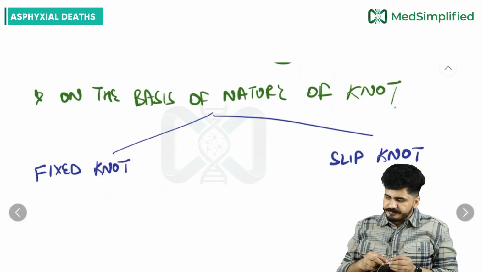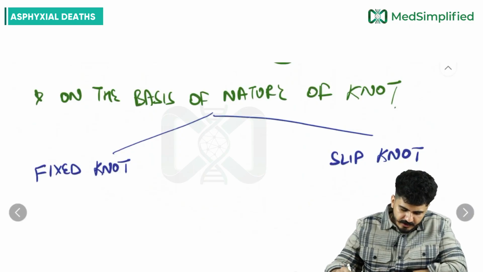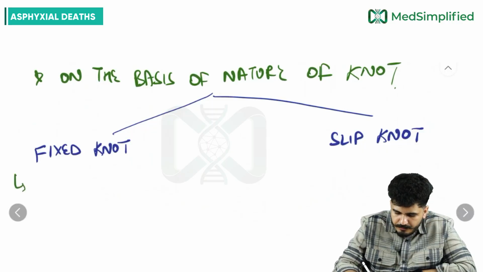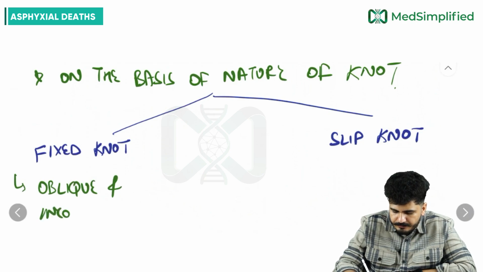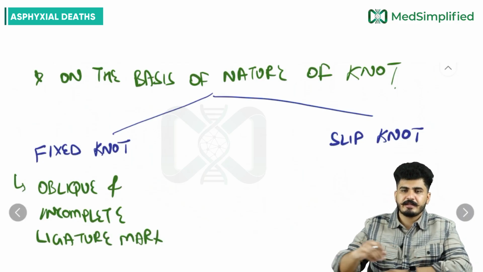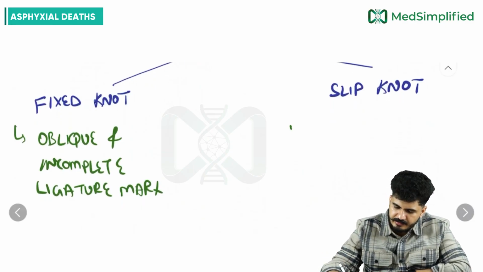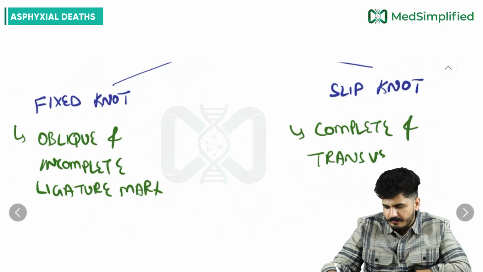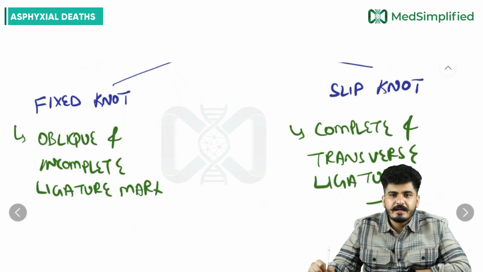So we'll see right here. What are the properties of the fixed knot we are having? Oblique and incomplete ligature mark. In the slip knot, there will be a complete and transverse ligature mark. Complete and transverse ligature mark.